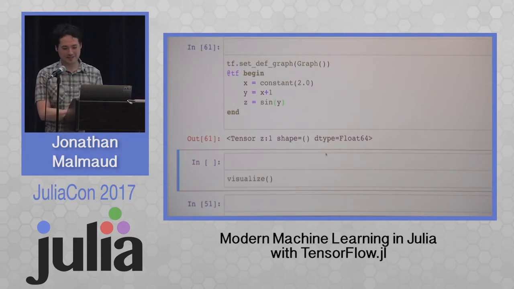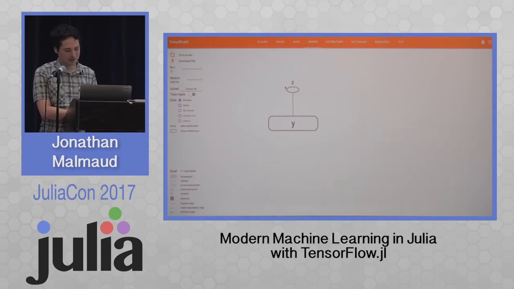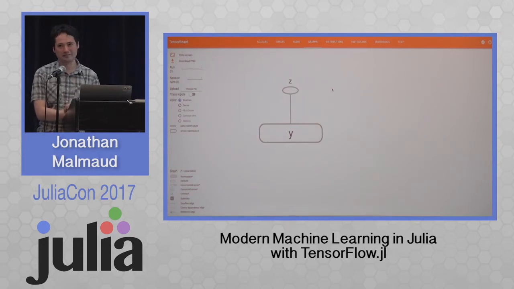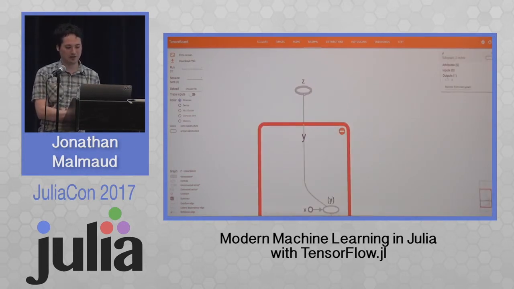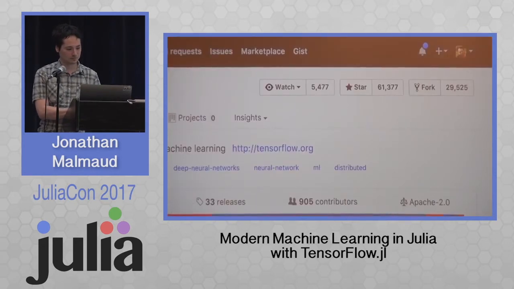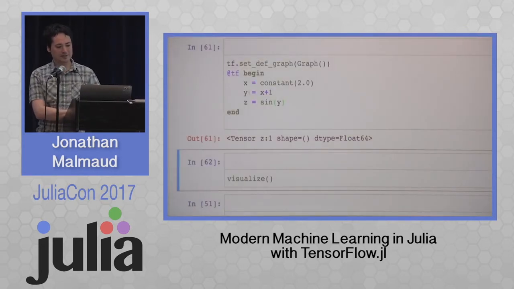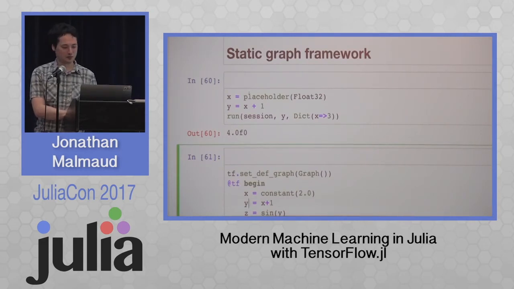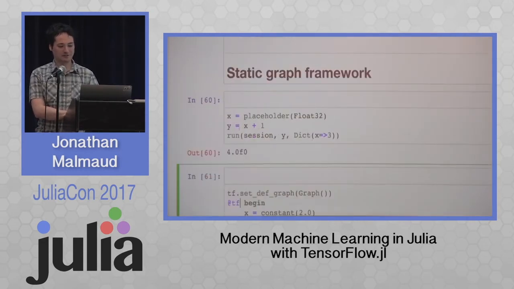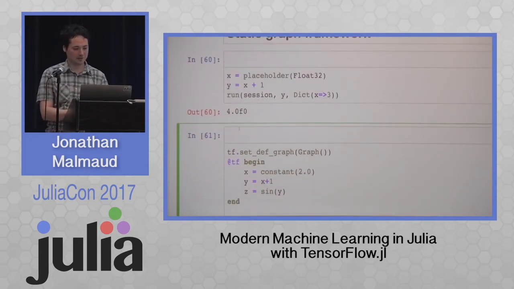Let us visualize our static computation graph with this visualize function. So this is TensorBoard, the visualization framework that ships with TensorFlow, which TensorFlow.jl will automatically utilize with this visualize function. So you can see here's my static computation graph. It's got this y node, and it's got this z node. But wait, where did those names come from? How did TensorBoard know to call one node in my graph y and one node z? Well, it's because that was the name of the Julia variable that was used to store those nodes. And it's because of this TensorFlow macro that that's able to happen.